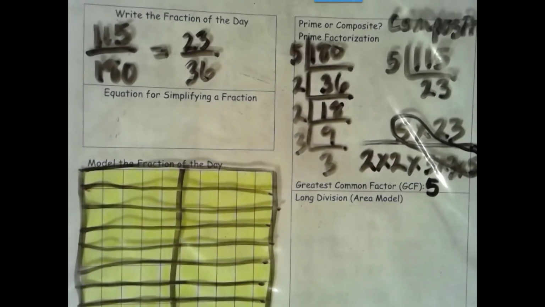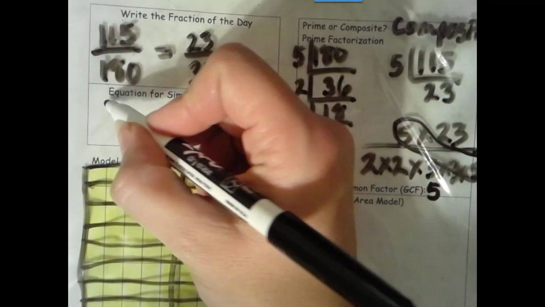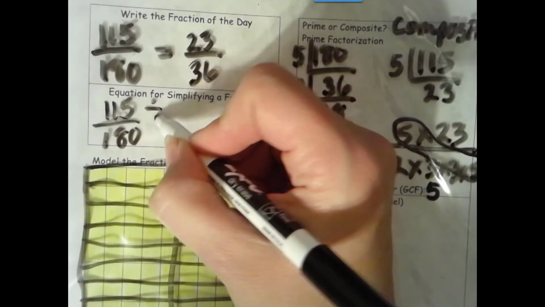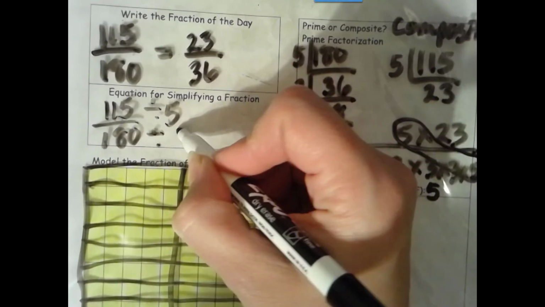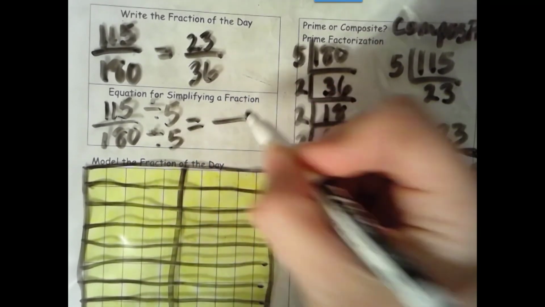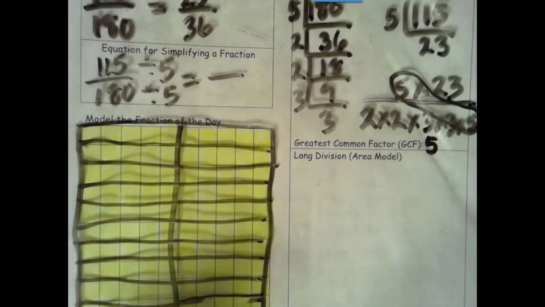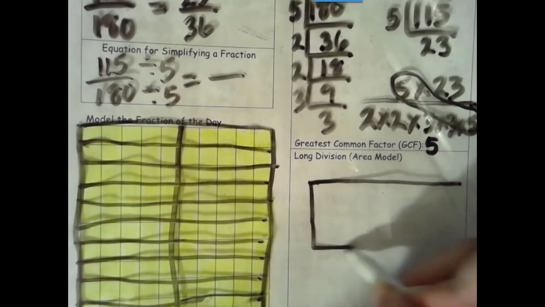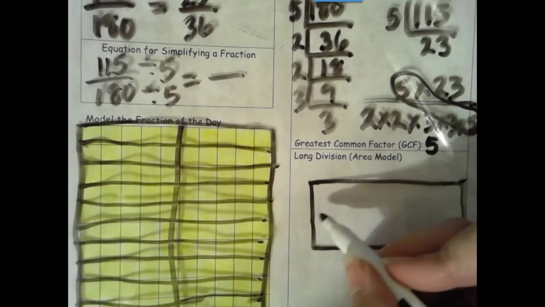Okay, so now that we've done our division with our model, let's go ahead and use our algorithm. We're dividing both by 5. If you can solve a problem in more than one way and you get the same answer, you can be pretty certain your solution's correct.